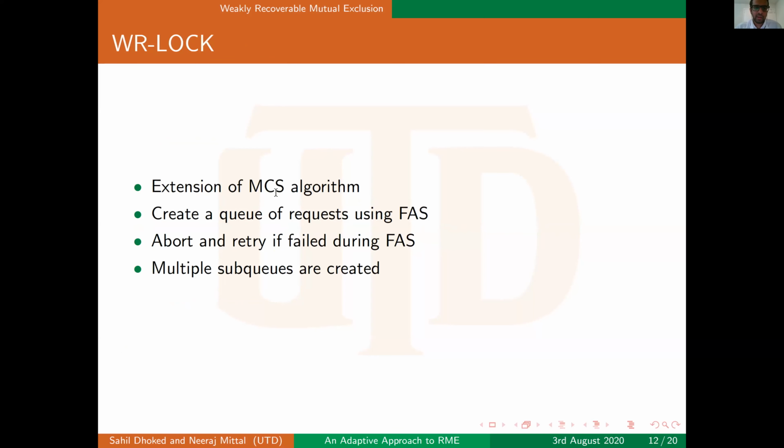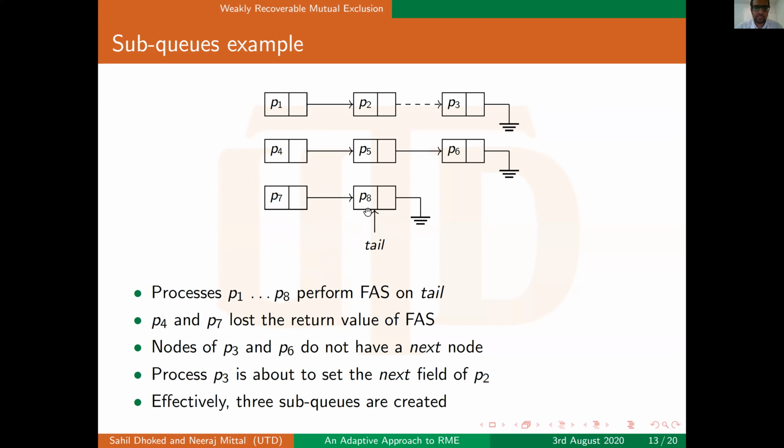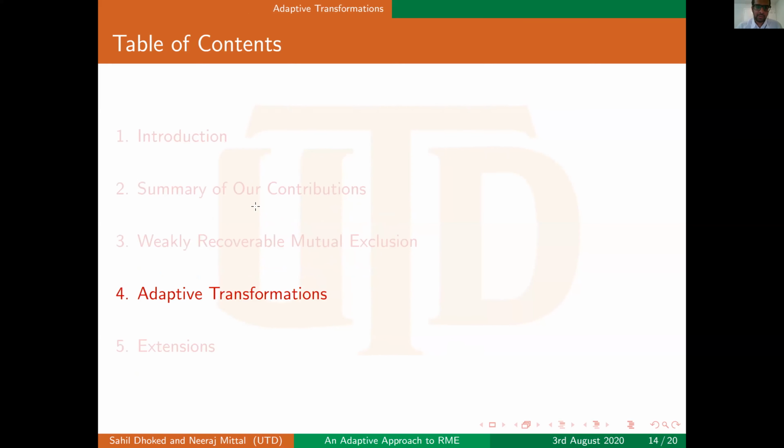We extend the well-known MCS lock to provide an optimal solution to the weakly recoverable problem. The MCS lock creates a queue of requests using a fetch and store instruction. And in our algorithm, if there's a failure during the fetch and store instruction, a process simply aborts and retries. In doing so, multiple subqueues might be created in the system. For example, if there are 8 processes that do a fetch and store and P4 and P7 fail, then there are 3 subqueues created and there are 3 processes in the critical section simultaneously. That is why our lock is weakly recoverable.